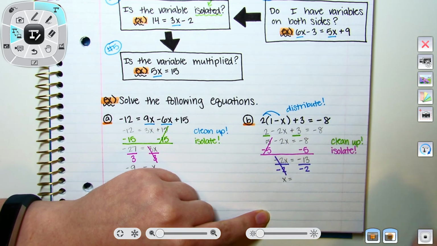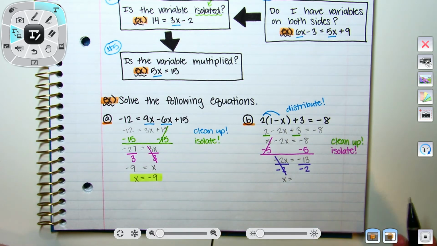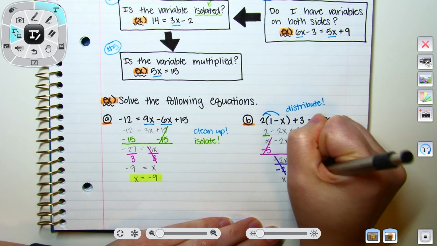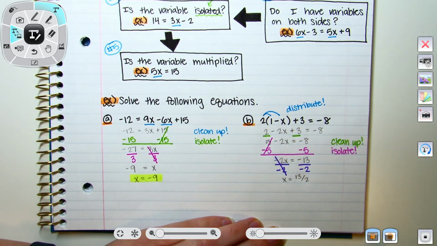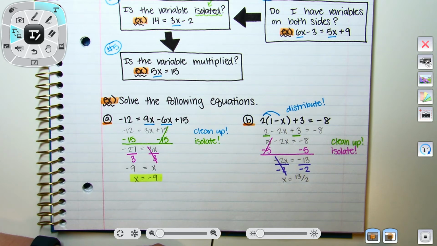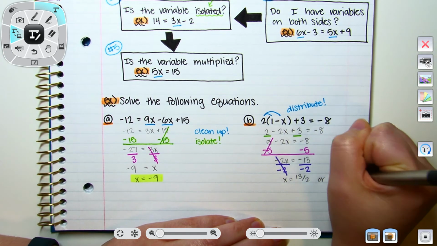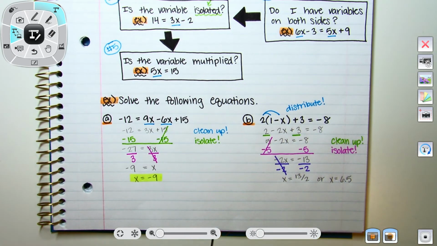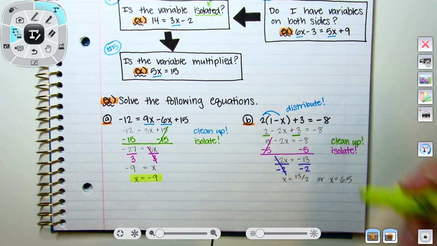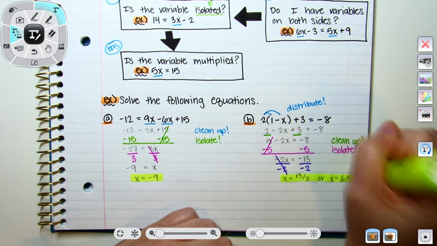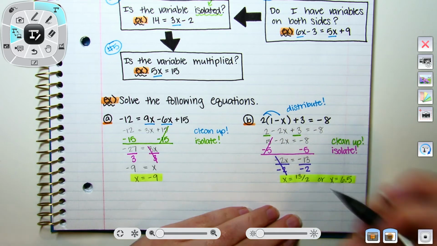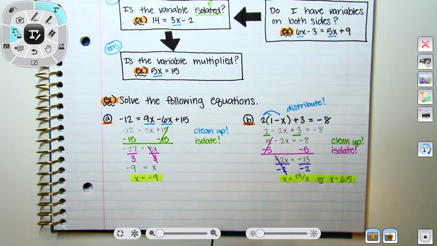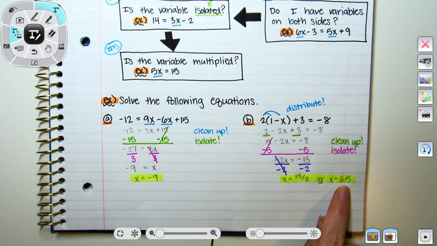So I get x equals, now I have a negative divided by a negative. That will become a positive, which is 13 over 2. Now you could also write that as a decimal instead if you would prefer. So I can write that as x equals 6.5. That's up to you if you prefer to write it as a fraction or convert it to a decimal.